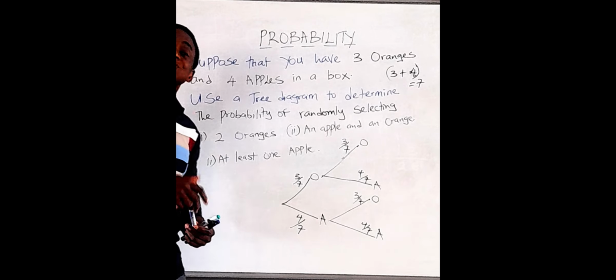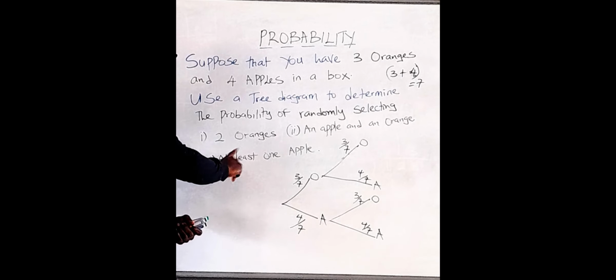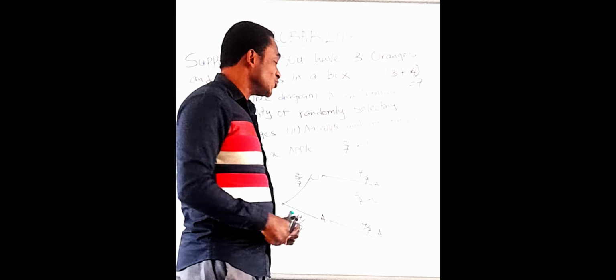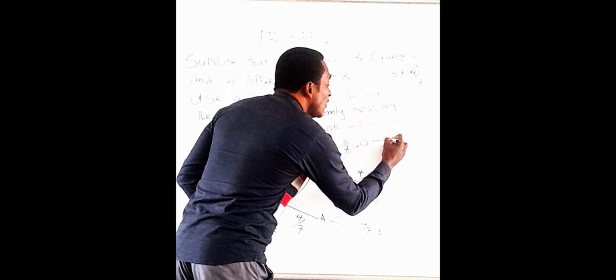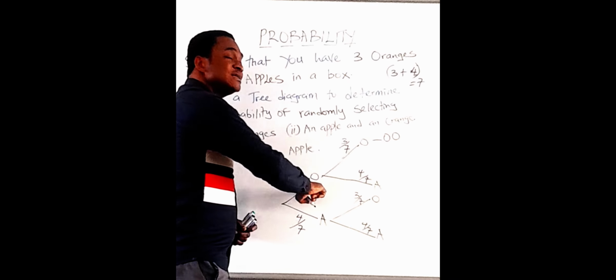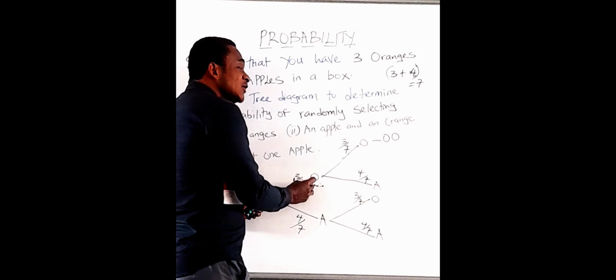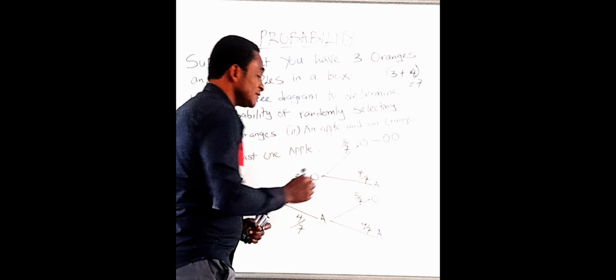Now, because the action was performed twice, that is the arrangement here, 2 oranges, an apple and an orange, that means it was done twice. We have to write out our possible outcomes. So the possibility here is that we have drawn an orange in the first one, and we can also draw an orange in the second one.